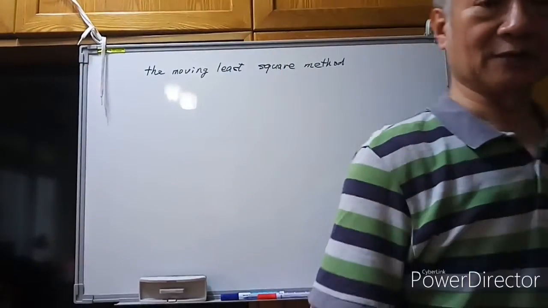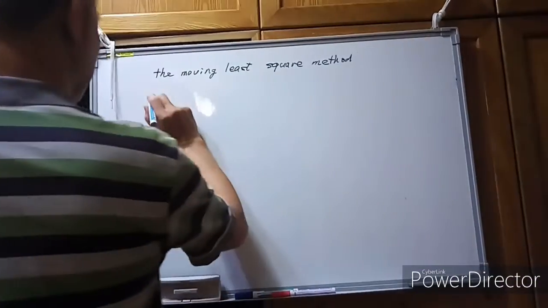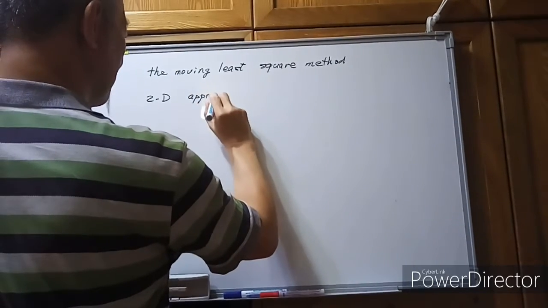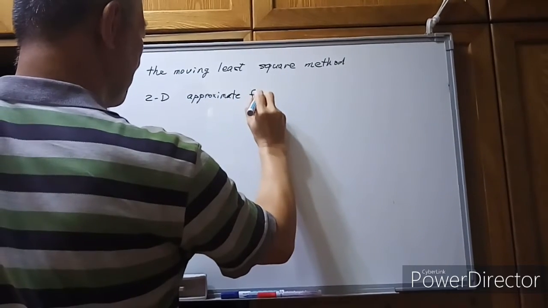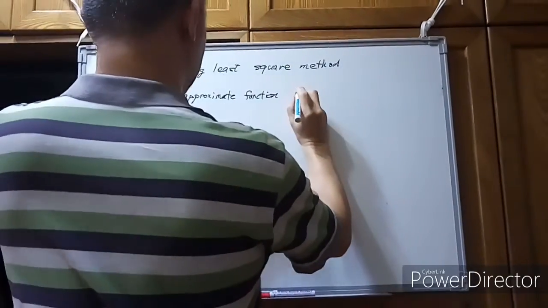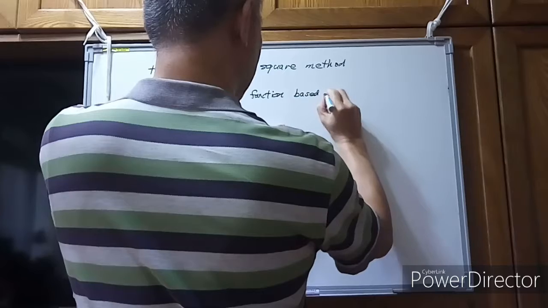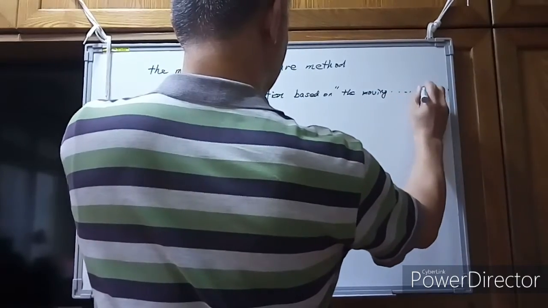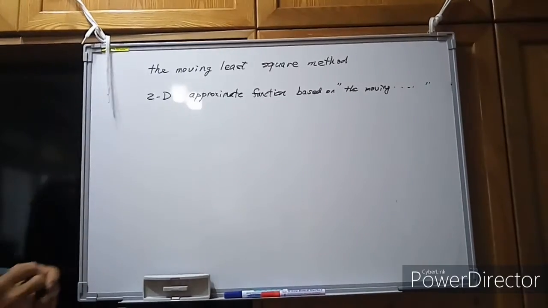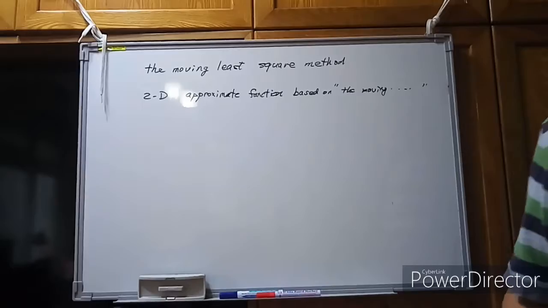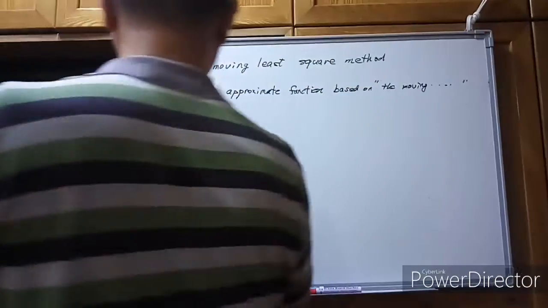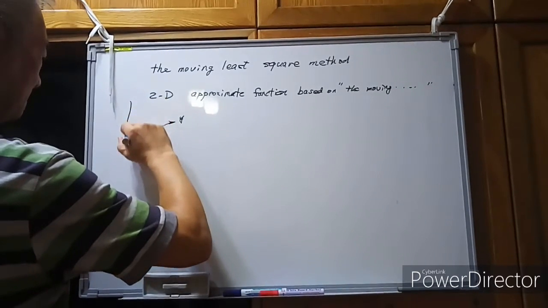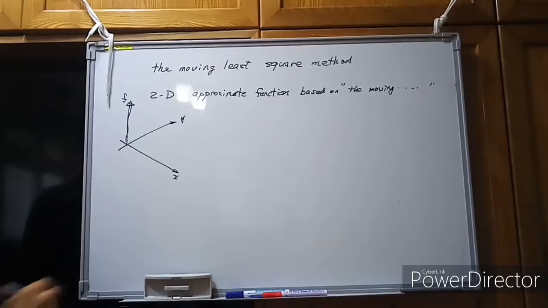In this hour, I will talk about the two-dimensional moving least square method. What is the two-dimensional approximate function based on the moving least square method? For two-dimensional problems, we have two parameters, x and y, and the single function f.